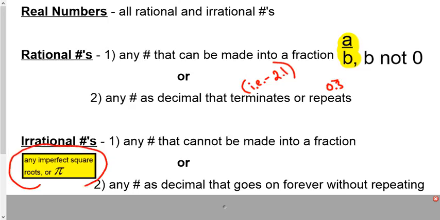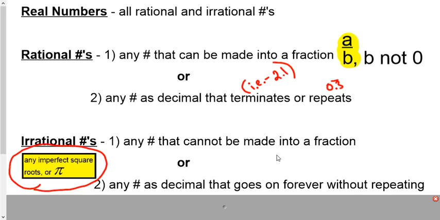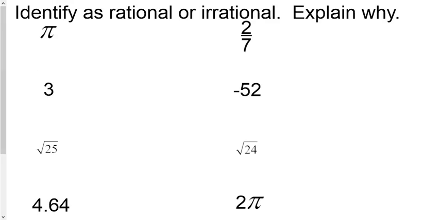Irrational numbers, if you see that pi is involved in any way, shape, or form with the number, it's irrational. If you see any imperfect square root, it's irrational. And then if you can just remember any decimal that goes on forever without repeating, like this one right here, that's irrational. Everything else is rational. So hopefully that'll help you keep it straight. Pause it, write it down, start to memorize it. Let's go through and actually identify these as rational, irrational. If you think you've got it, pause the video, try it, and then we will go through and identify as rational, irrational.